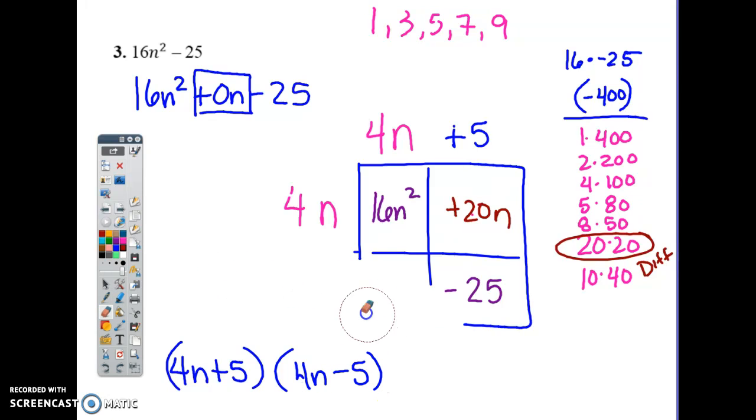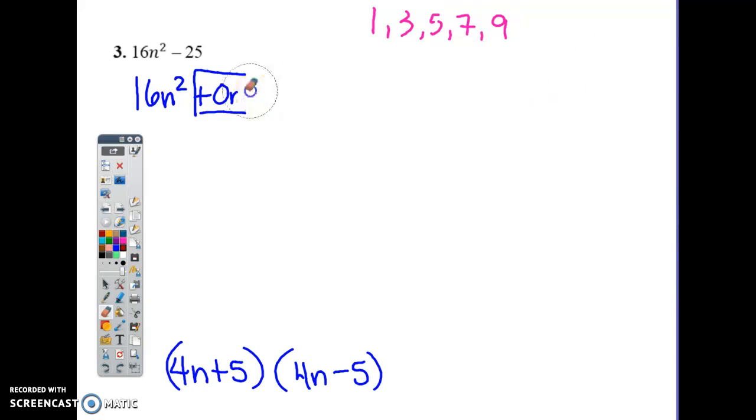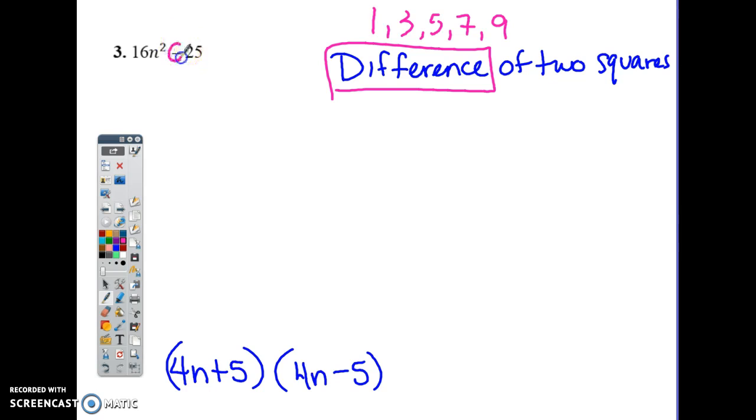And I want you to look at the trick. This is called the difference of two squares. Write it down. Difference means it's being subtracted. You see that sign in the middle? It cannot be plus. It has to be a minus. That's when you can use this trick. And it's two squares because you can take the square root of 16, and you can take the square root of 25.